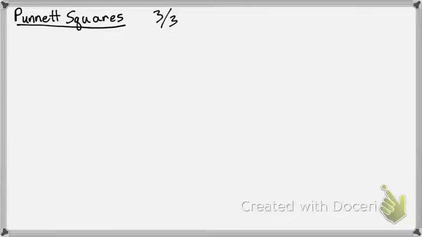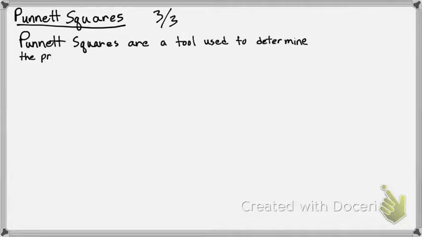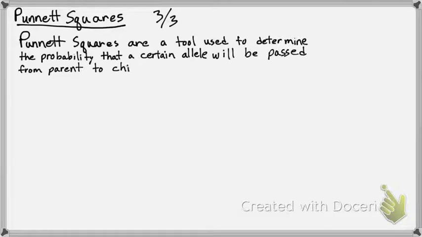All right, these are going to be your notes on Punnett squares, why we use Punnett squares, and how to use Punnett squares to predict probabilities of offspring traits based on parent alleles. So the first thing we need to know is that Punnett squares are a tool used to determine the probability that a certain allele will be passed from parent to child.